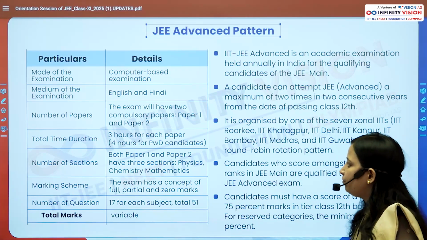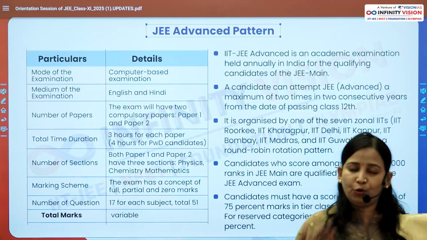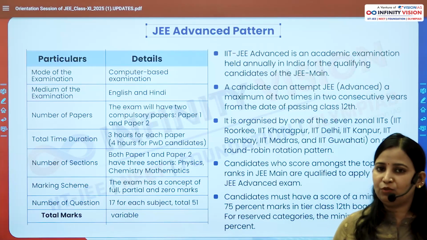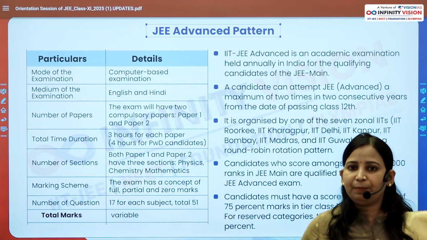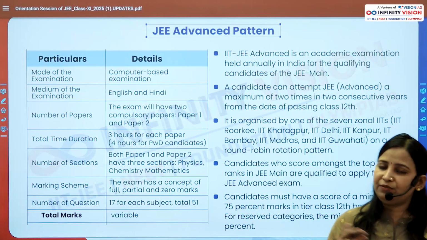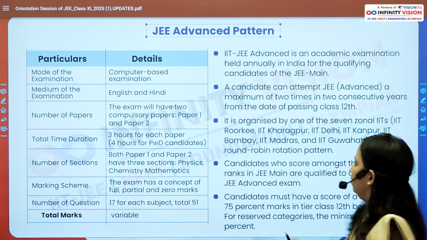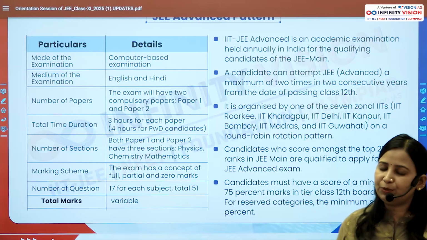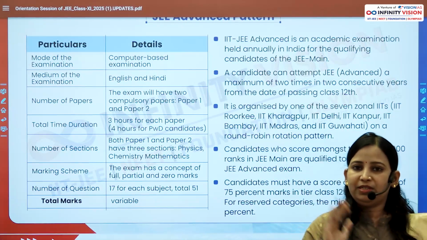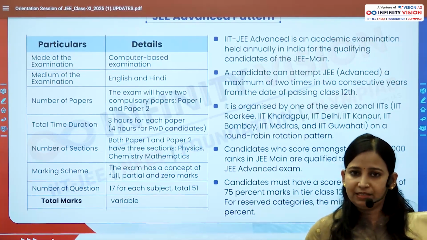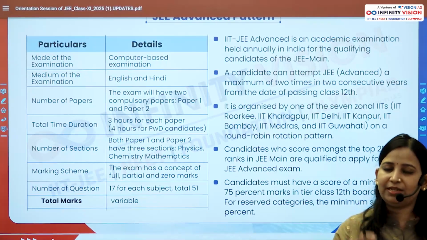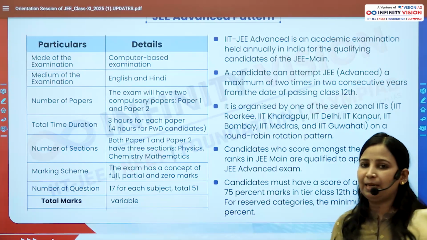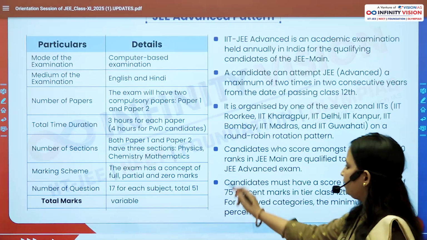Here, in the 2024 JEE Advanced exam, the paper pattern was that there were 2 papers, paper 1 and paper 2, and each was of 3 hours duration. Number of sections: in both papers, paper 1 and paper 2, there were 3 sections of physics, chemistry and mathematics, and each section was further divided into 4 sections based on the type of questions. Now, what is the marking scheme?